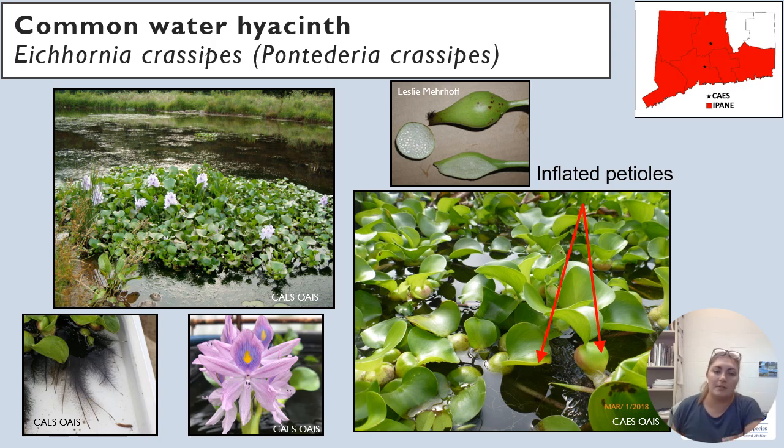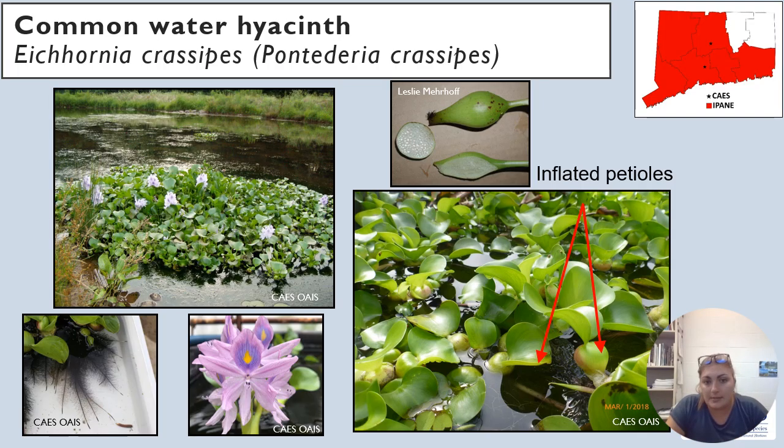Another plant that's invasive to the state is common water hyacinth, or Pontederia crassipes as it's now known by its Latin name. And this plant's interesting because it's not banned for sale in the state. So you can still buy this legally and put it in your backyard garden. The reason for that is up here it does not overwinter, so the frost kills it. So it's not something you're going to need to worry about.